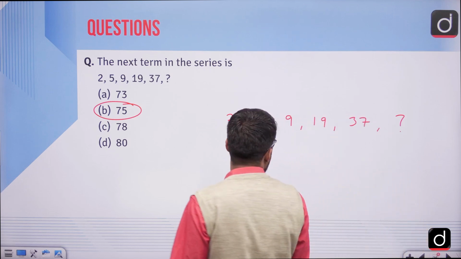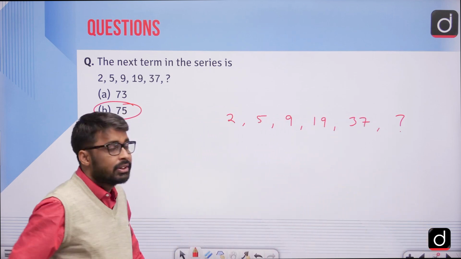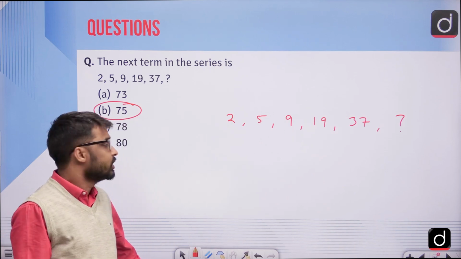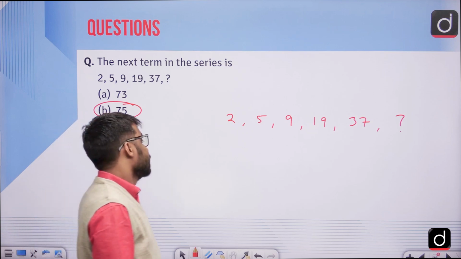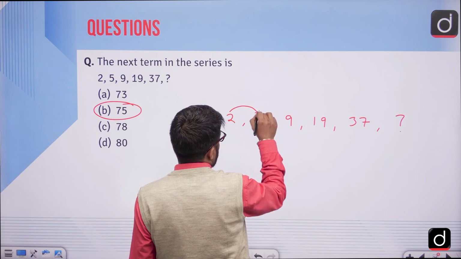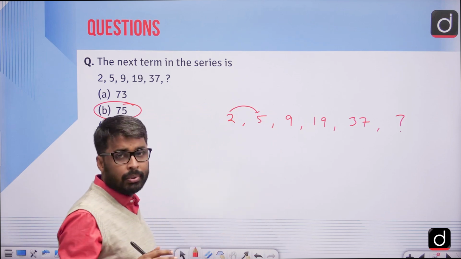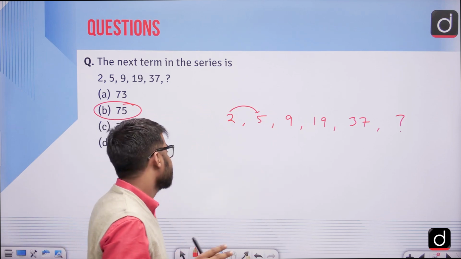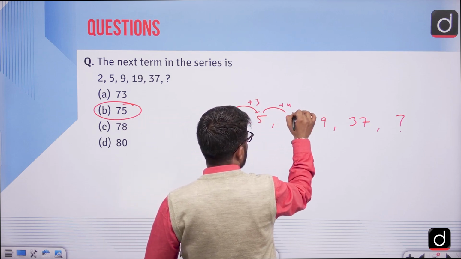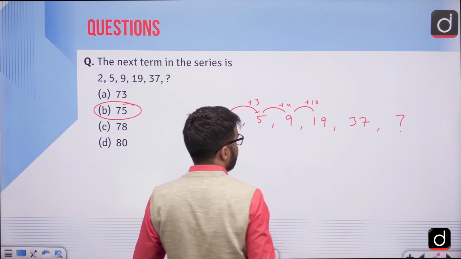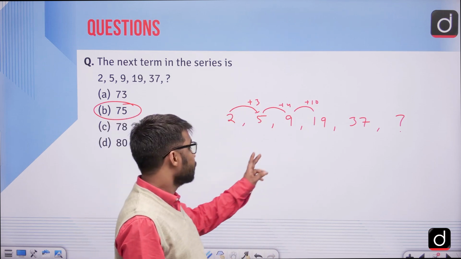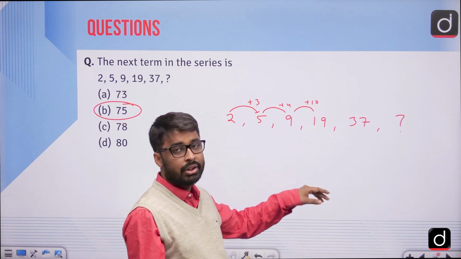As I move from left to right, I can see that the series is of increasing nature. The terms are getting increased. Since 2 and 5 are prime numbers, let's see whether the series is of arithmetic nature. Here the gap is 3, here the gap is 4, but here the gap is 10. So the gap is not making logical sense. 3, 4, then 10: suddenly it increased by a big margin.